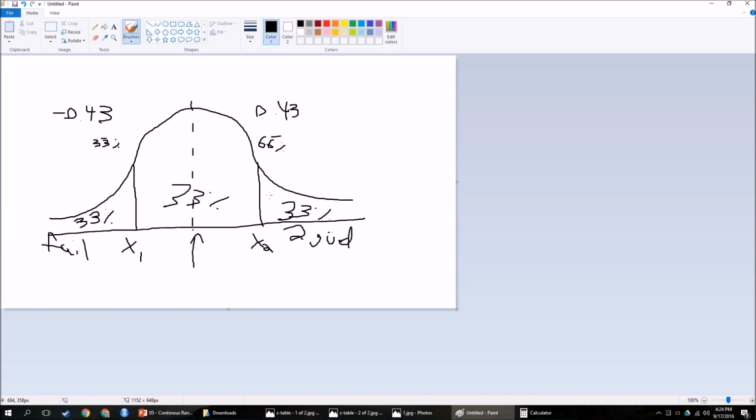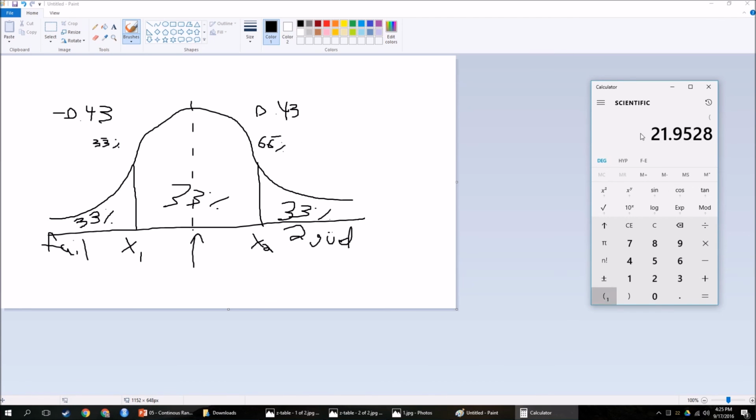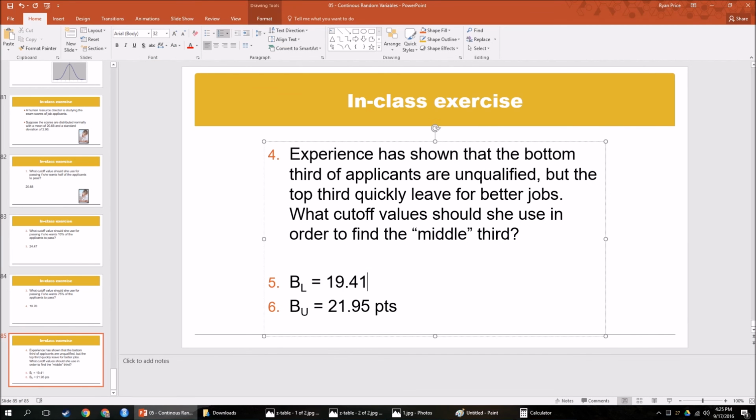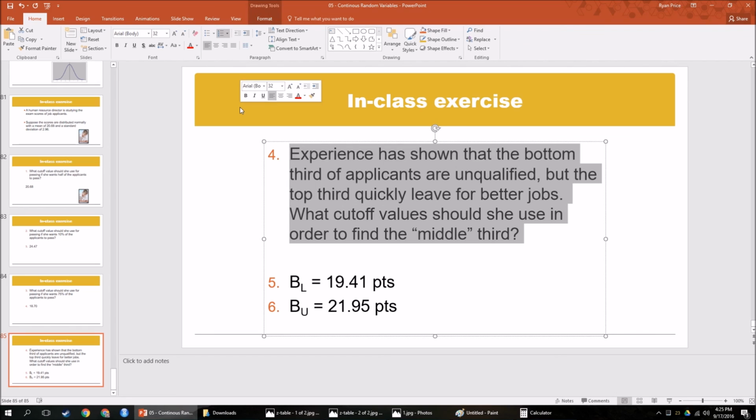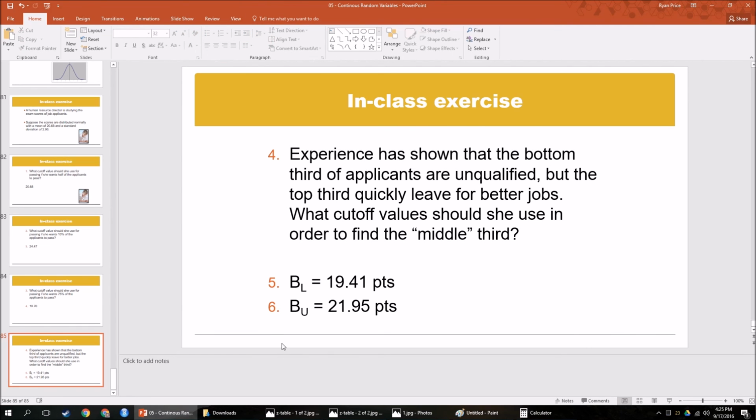There we go. Okay, so by doing that, I have negative 0.43 times 2.96 plus 20.68, and that gives me 19.41. 19.41 points is the lower bound on how to keep that middle third of the applicants. Okay, so to answer this, you would say the middle third of applicants are expected to score between 19.41 and 21.95 points, and that is how you would answer a question like that. That's the process you would follow. That's how you would solve it.